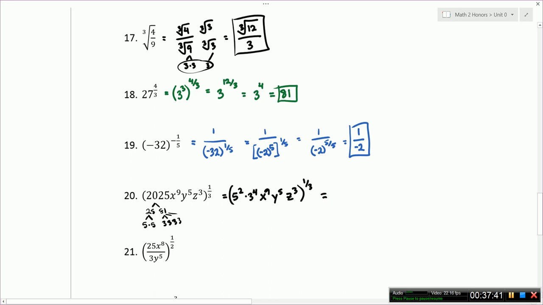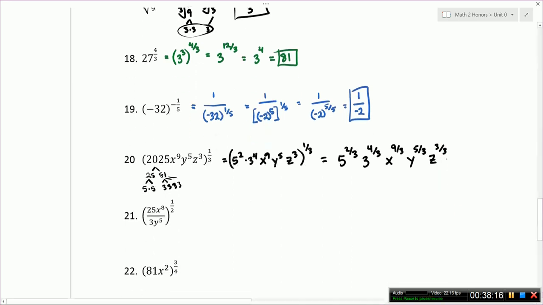Now I'm going to raise everything to the 1/3 power. We do that by multiplying those exponents by 1/3. So we end up with 5 to the 2/3 power, 3 to the 4/3 power, x to the 9/3 power, y to the 5/3 power, z to the 3/3 power. Some of these reduce, some don't.